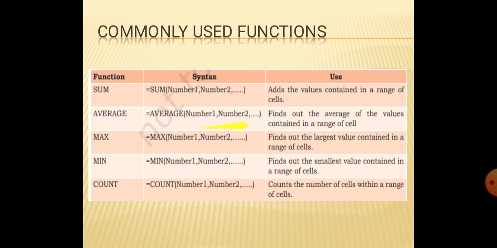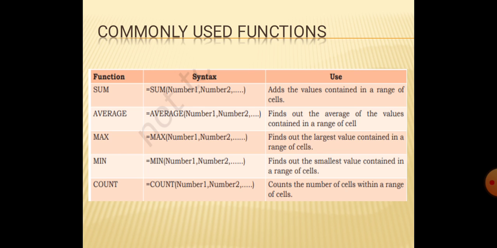Average is used to calculate the average value contained in the range of cells. For example, if you are calculating for D2 to D7, the average of those values can be calculated using the average function. The next one is the max function. It is useful to find out the largest value in the selected range. The min function is used to find out the smallest value from the selected range.